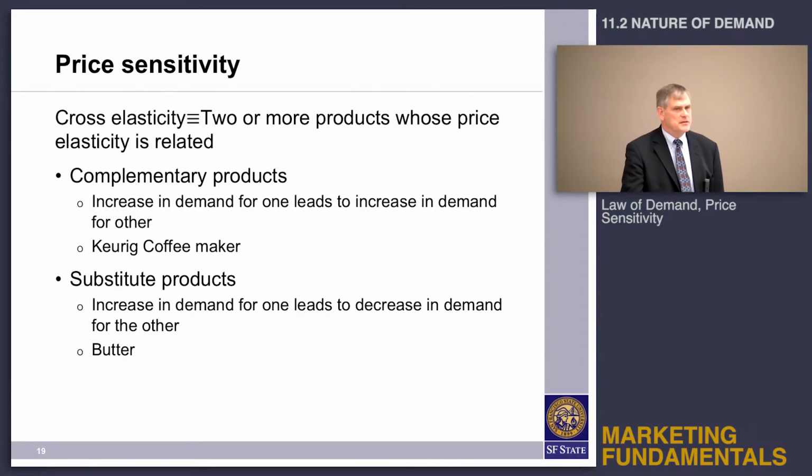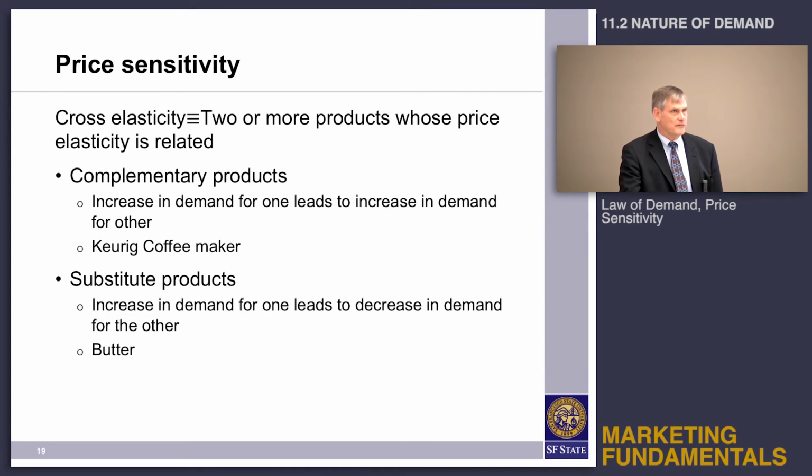A variation on this theme is cross-elasticity. And this is when the price sensitivity of two products are related. So complementary products are products that work together, and an increase in demand for one leads to an increase in demand for the other. This leads to the captive pricing strategy that we'll talk about fairly shortly.